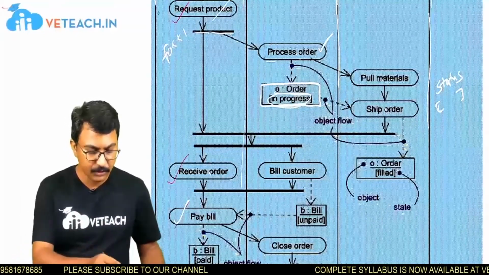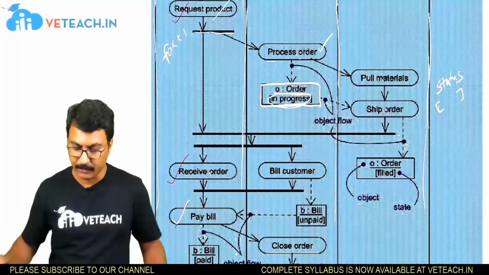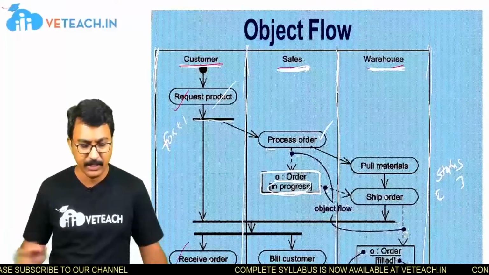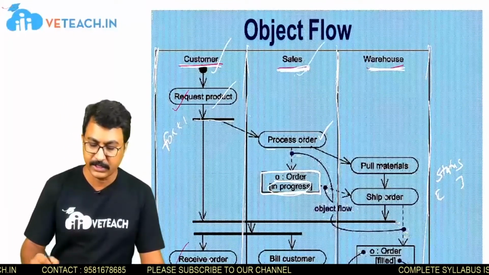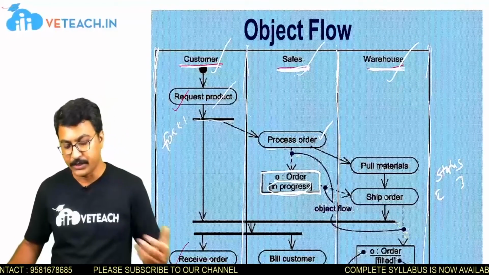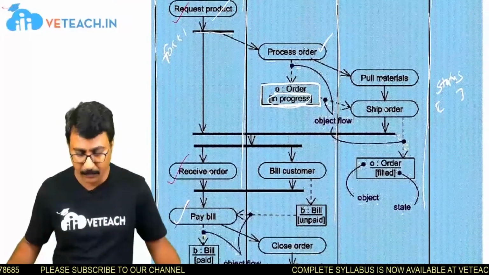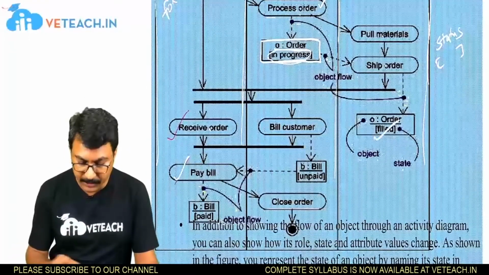So vertical distribution of these objects is called the swim lane. So what are the names for each swim lane? One is a customer, two is a sales, and three is a warehouse. So that's how we do the object flow. And why do we call this an object flow? We call this an object flow because there are objects involved.